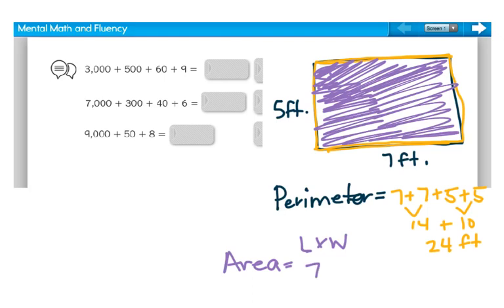So the length is 7, the width is 5. 7 times 5 is 35. Remember, we need a label. Feet squared or square feet.